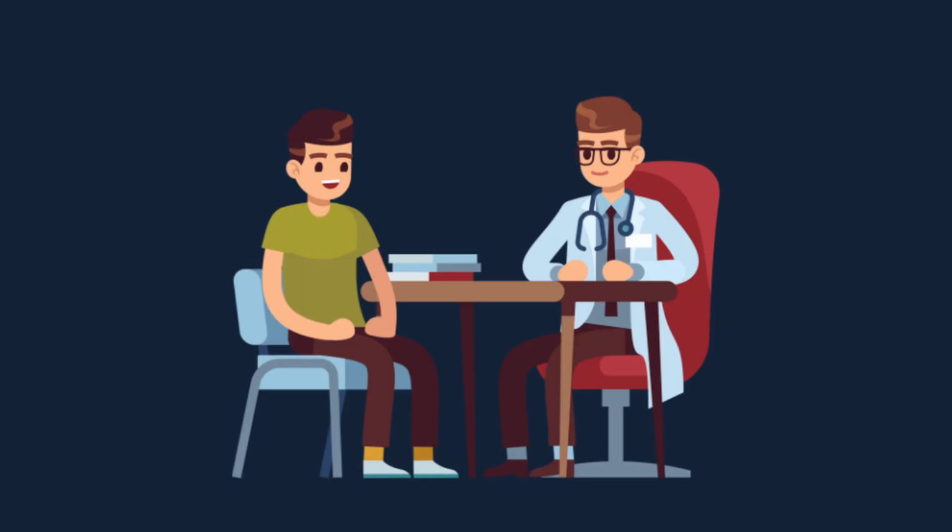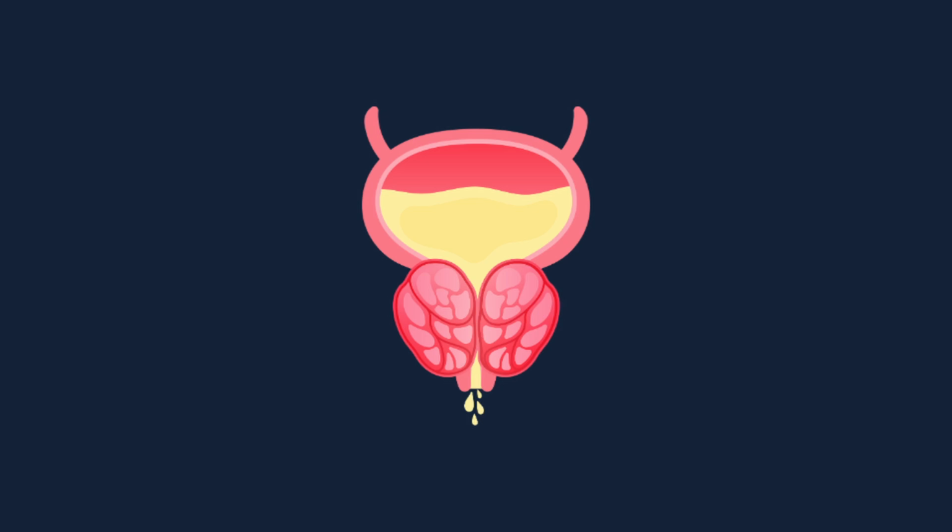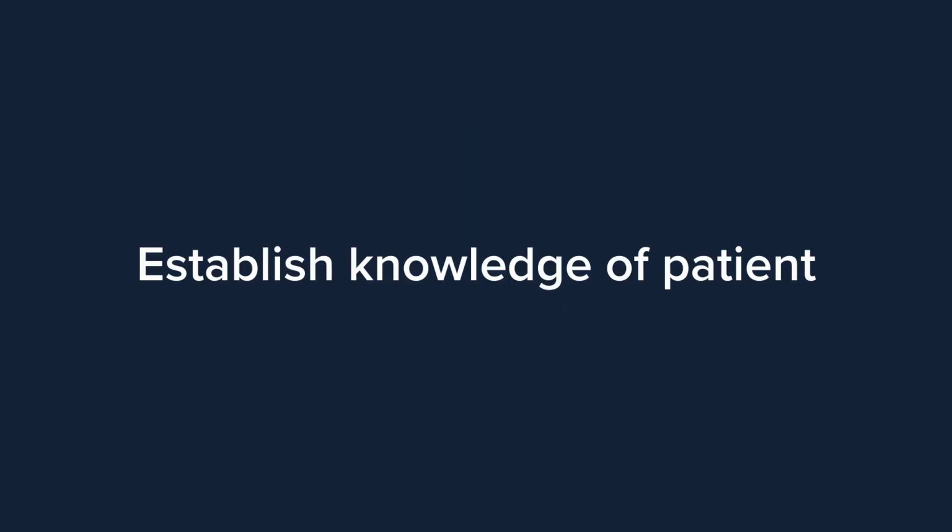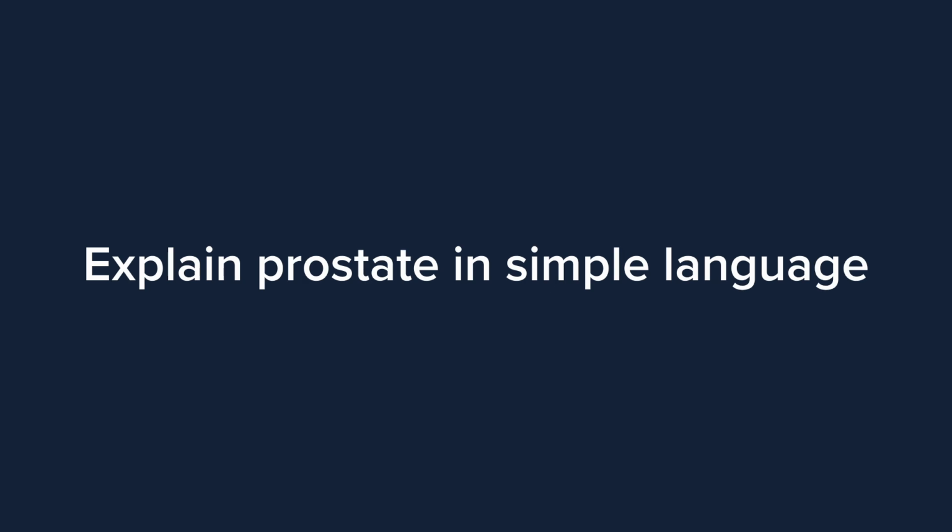So let's go back to Mrs. Smith, who we think has got benign prostatic hyperplasia. When it comes to explanation, it's important first to establish the patient's pre-existing knowledge. So for example, you might ask Mrs. Smith, what do you know about the prostate? And if the patient doesn't know much, then you can explain the prostate is a gland that sits underneath the bladder, and with age it grows larger.